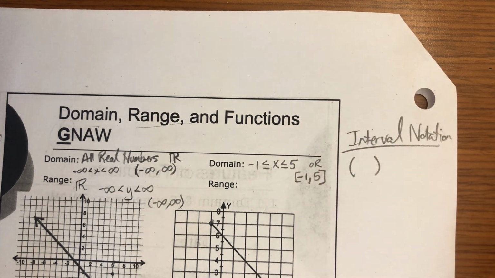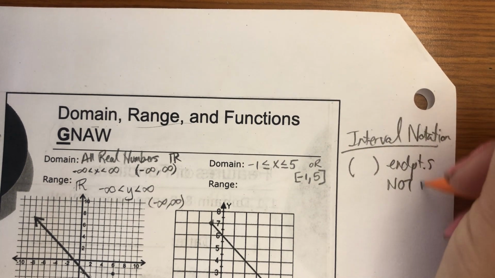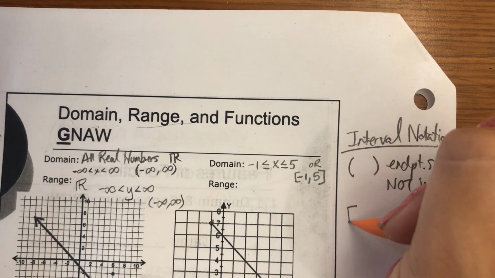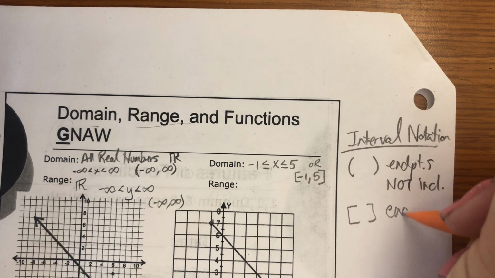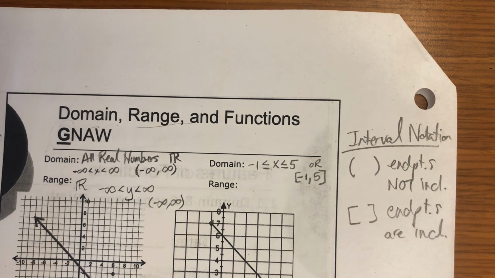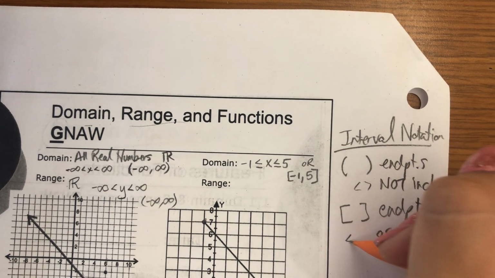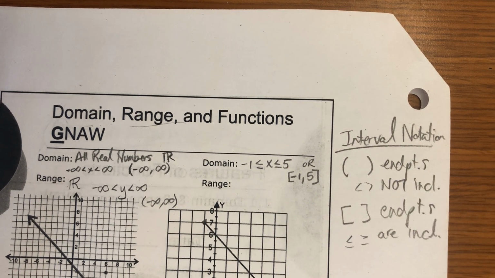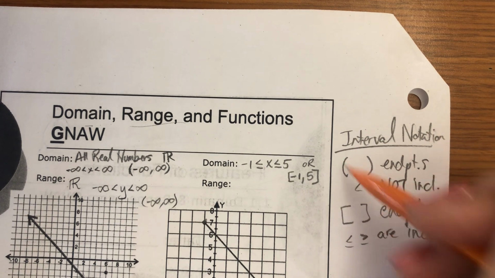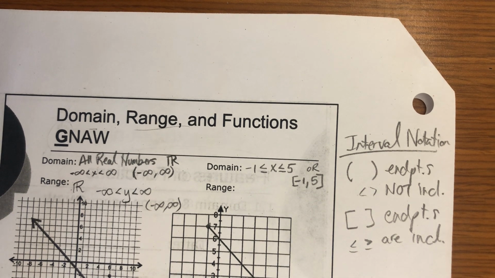So parentheses means endpoints are not included, and brackets means the endpoints are included. So this is kind of like your less than or greater than, and this is kind of like your less than or equal to or greater than or equal to, okay? And you can do one of each, just like you could do a less than and a less than or equal to both. We will actually see an example of that throughout this PowerPoint.